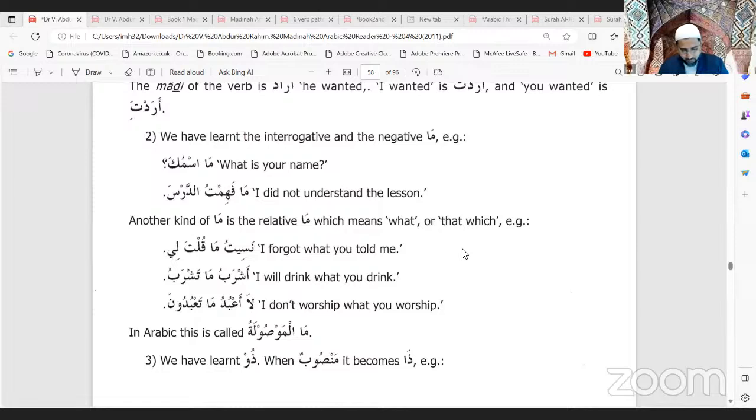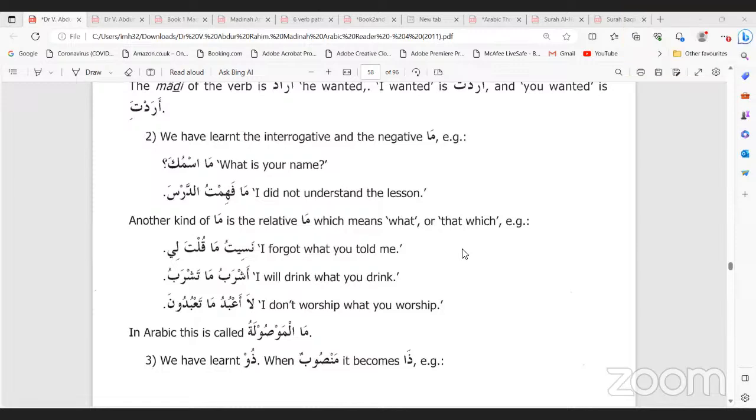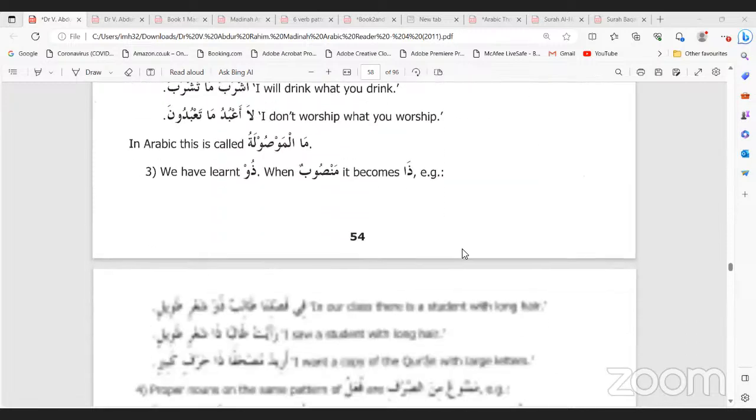Right. In Arabic, this is called ma al-mawsula. We have learned that when the noun is mansub, it becomes za.